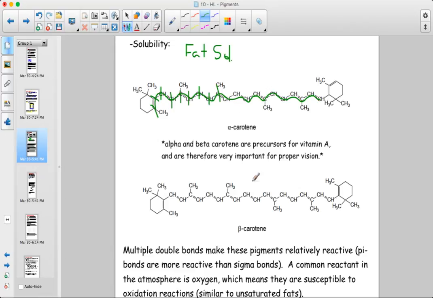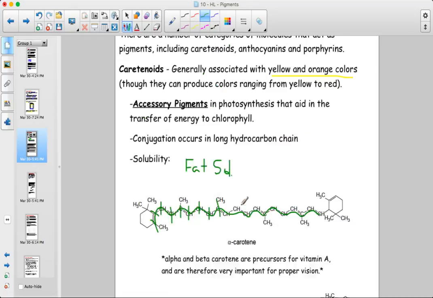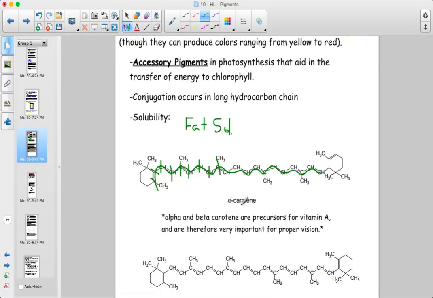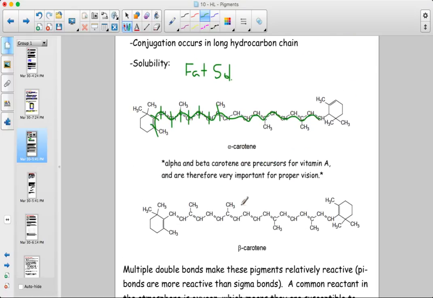These are precursors for vitamin A. If you look at the structure of vitamin A, it pretty much looks like one of these things chopped in half. And so they're very important for proper vision, getting enough carotenoids, things like carrots that contain them.